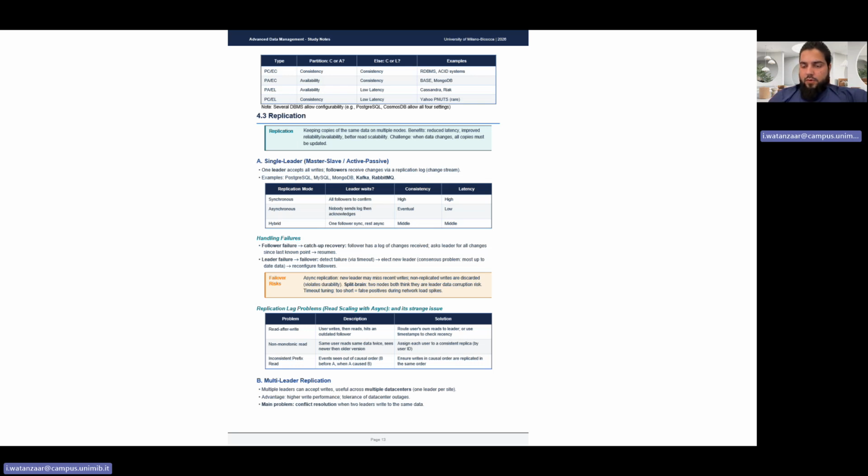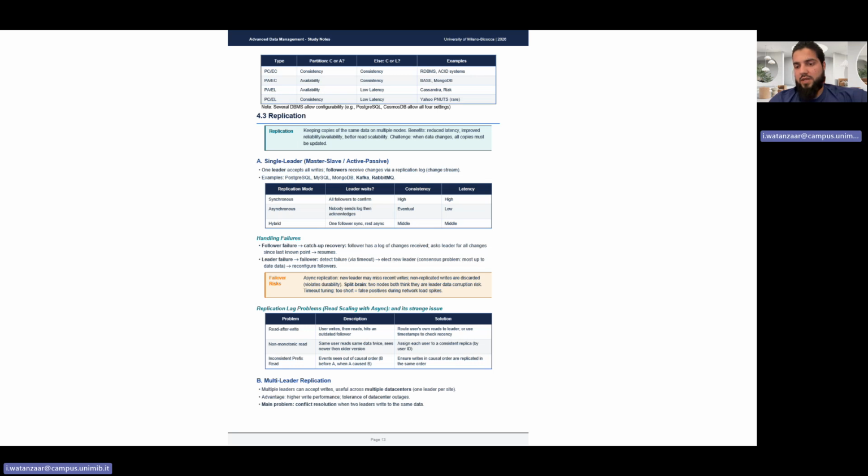Now going to the second family of approaches for resolving the most up-to-date data: multi-leader replication. Multi-leaders can accept writes across multiple data centers on multiple sites. One leader per site you can assign. Advantages: they provide higher write performance, and tolerance for data center outages. Let's suppose there is an electricity outage or one data center has died, the others will keep serving because we have multiple leaders with different updated replicas.